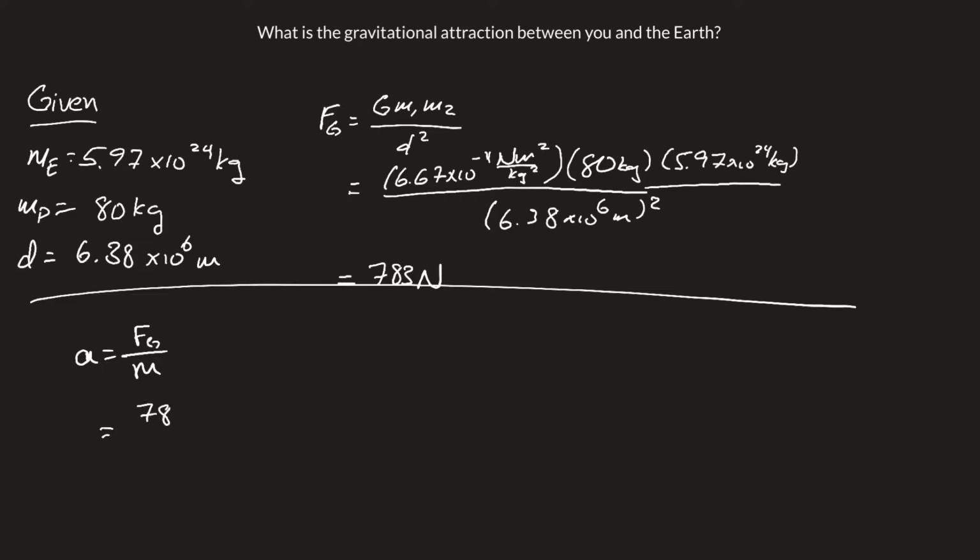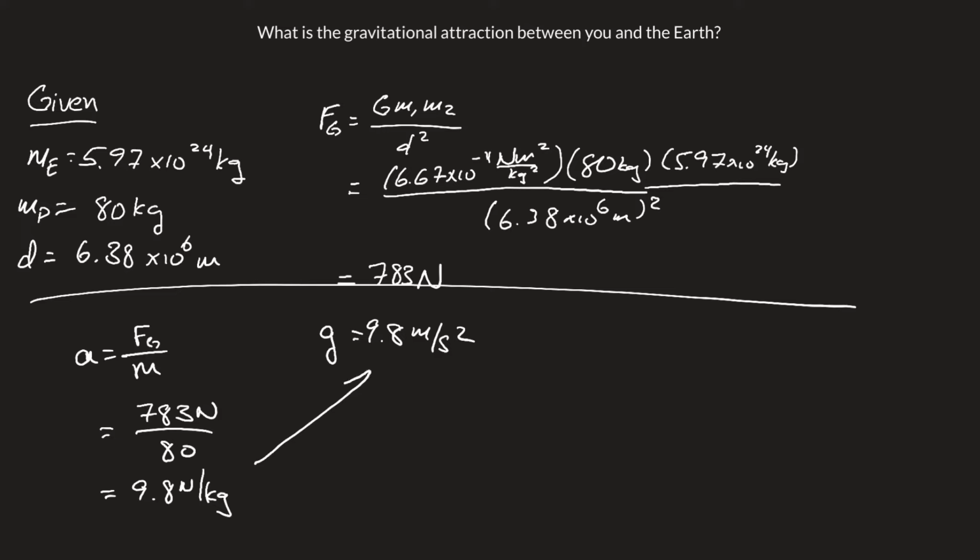So if I take 783 newtons and I divide by the mass of the person I'm dealing with, we're left with approximately 9.8 newtons per kilogram, which of course gives us our acceleration due to gravity, or we can just say g, which we know is 9.8 meters per second squared. So these values should be very similar, give or take some rounding errors.